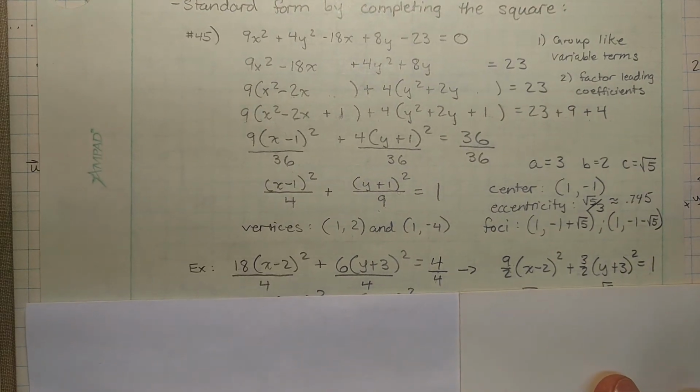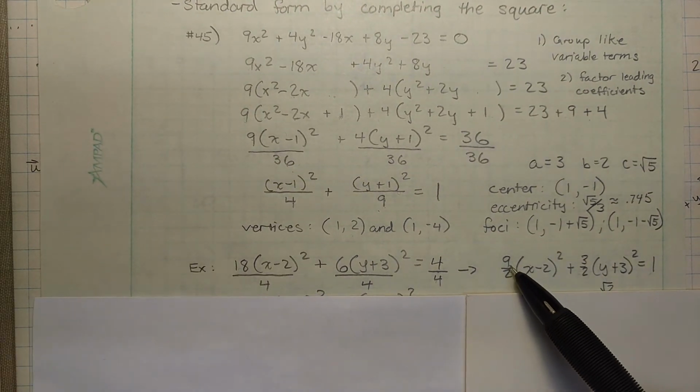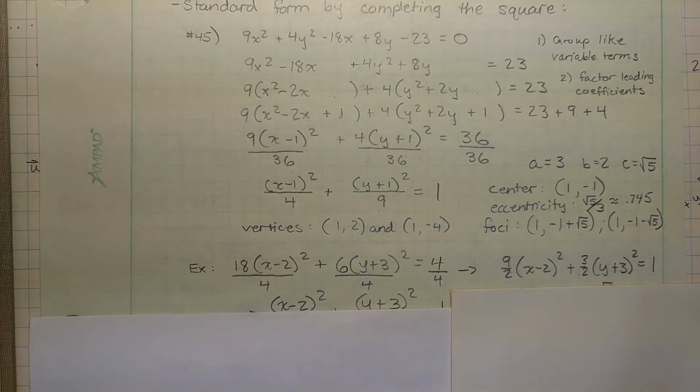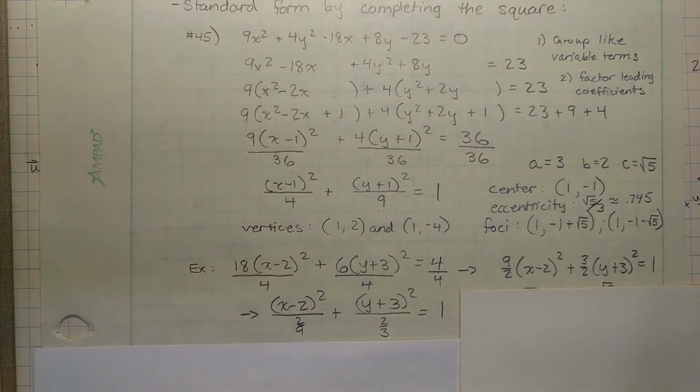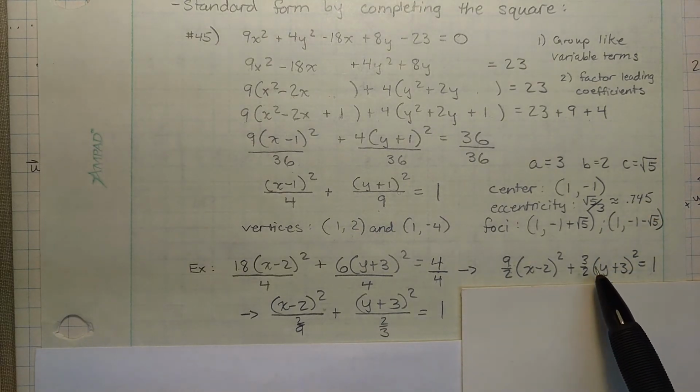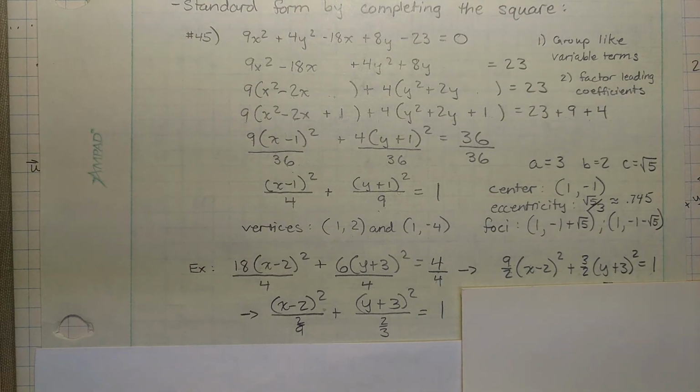So what I'm going to do is, notice, multiplying by 9 over 2 is the same thing as dividing by 2 over 9. And multiplying by 3 over 2 is the same thing as dividing by the reciprocal, 2 over 3. Now I can see much better what my a squared and what my b squared would be. Notice in this case the a squared is the bigger one.